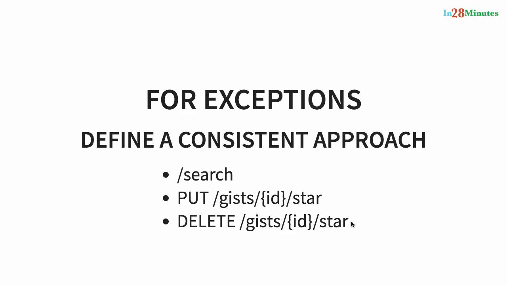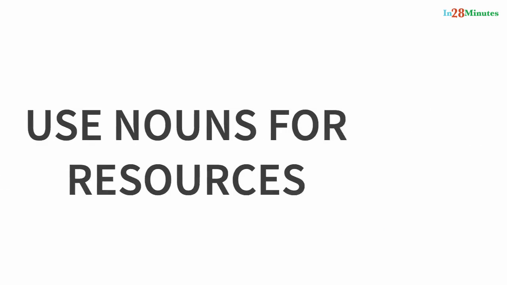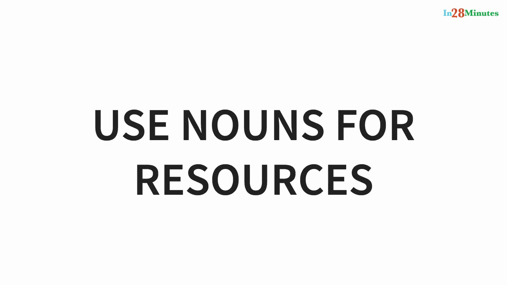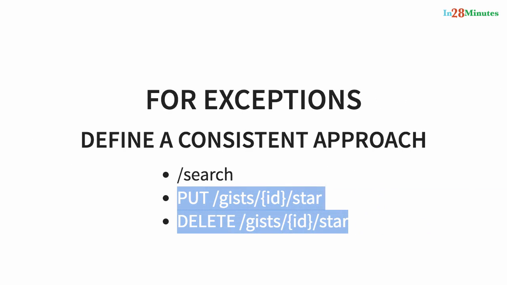I think this is a really good way. This is an intelligent way of approaching this specific problem. So what we're talking about is using nouns for resources. Always think nouns, but when you can't, make sure that you have a standard approach that is defined on how you'd want to do these exceptions.